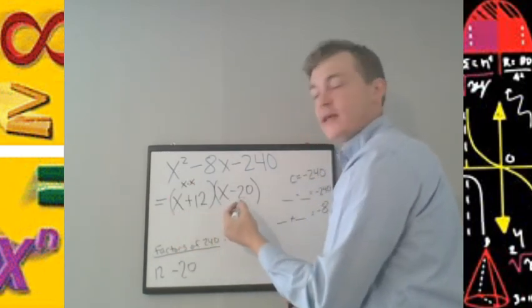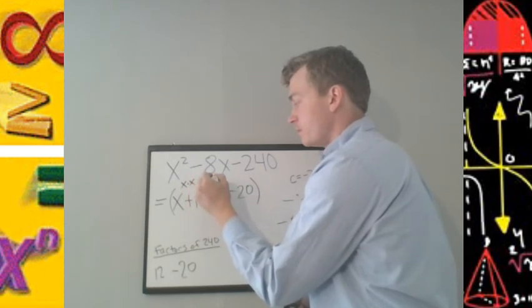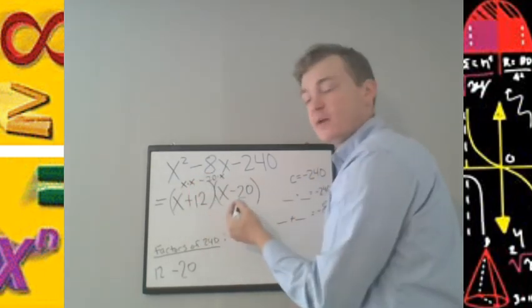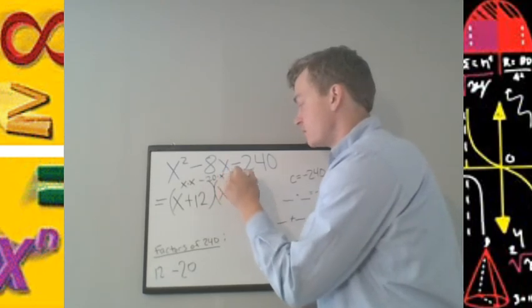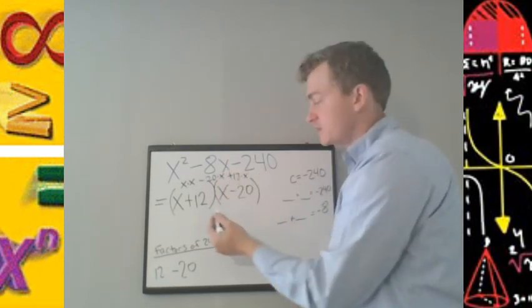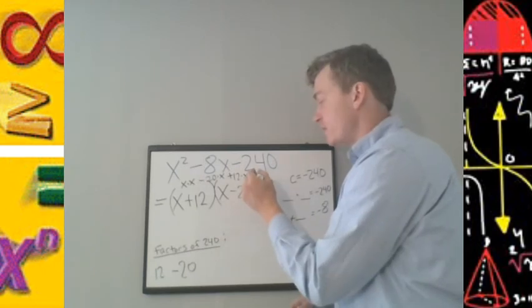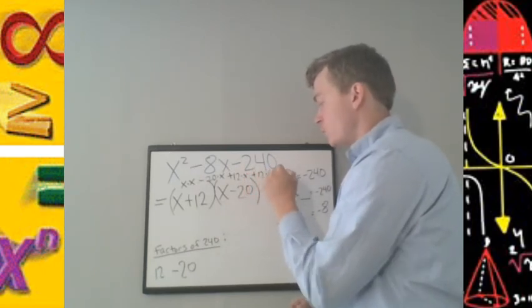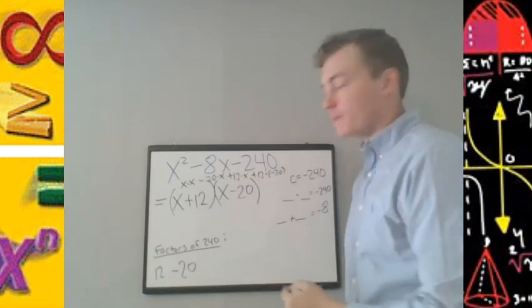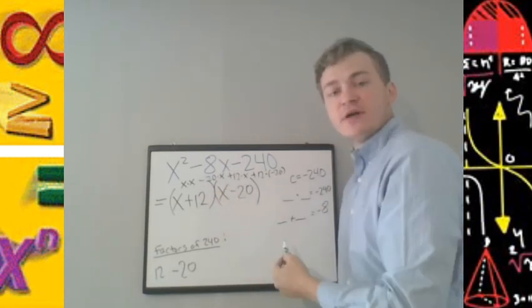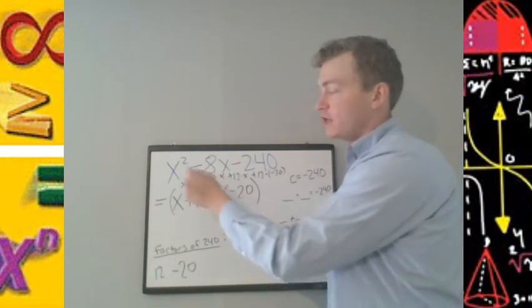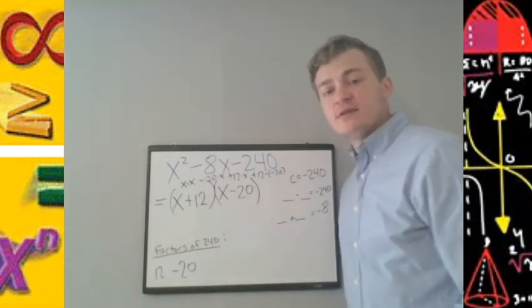X multiplied by negative 20 is a negative 20x. Positive 12 times x is a positive 12x. Positive 12 times negative 20, which we see to be negative 240. Our inner and outer product, negative 20x plus 12x, combine to give us our middle term, minus 8x.